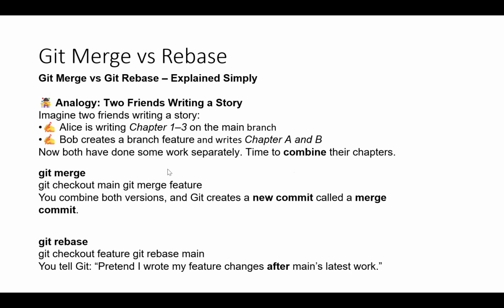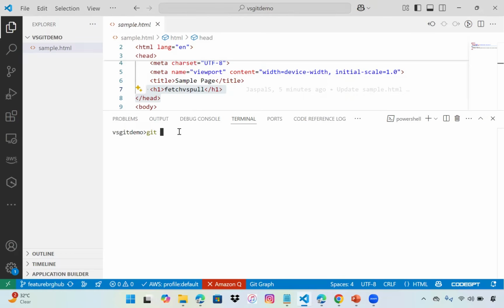Git merge is straightforward. Whatever changes you have in the feature branch, you can create a pull request and just merge it. I'm not going into pull requests and all, I'll just show you how we can merge it. So let's say git branch. I'm currently on the feature branch GitHub. You can see these are the changes.